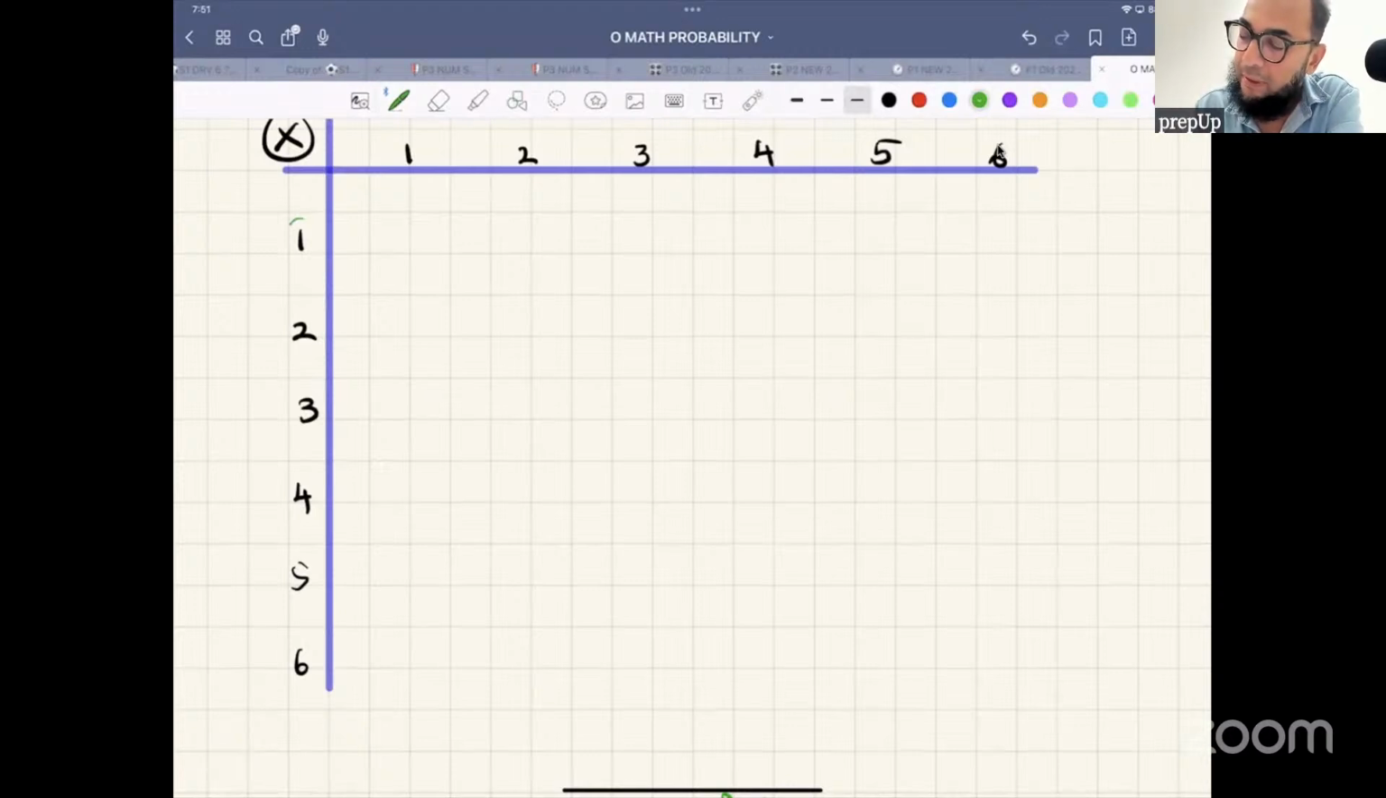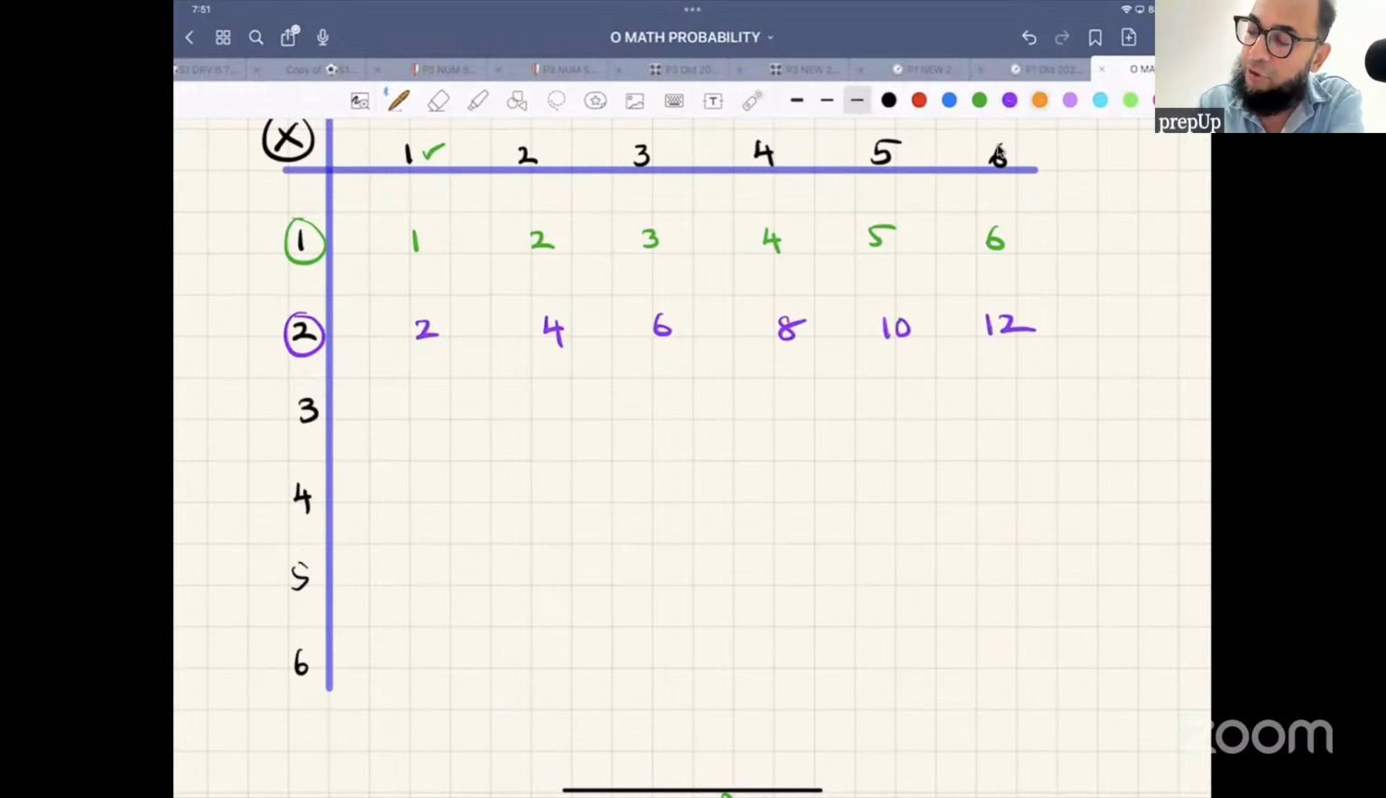So this is 1 into 1. That's 1, 2, 3, 4, 5, and 6. Let me use this 2. That's the 2 table. 2, 4, 6, 8, 10, and 12. Let me use the third one. That is the 3 table. 3, 6, 9, 12, 15, and 18.